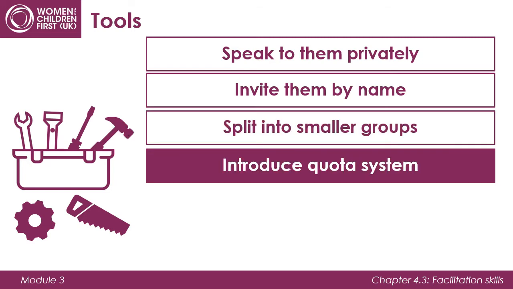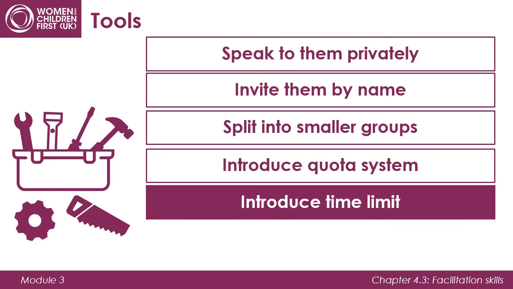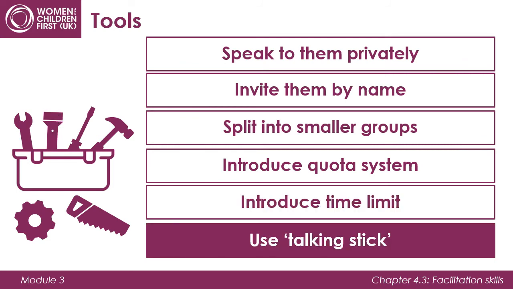Introduce a quota system in which each person is given 3 stones or pieces of paper, and they have to give 1 up every time they speak. When they have no more, they cannot speak again. Introduce a time limit in which each person can speak for a maximum of 1 minute before they hand over to another group member to speak. Or use a talking stick. Whoever is holding the stick can speak. When they have finished expressing their views, they pass the stick to anyone else who would like to speak.